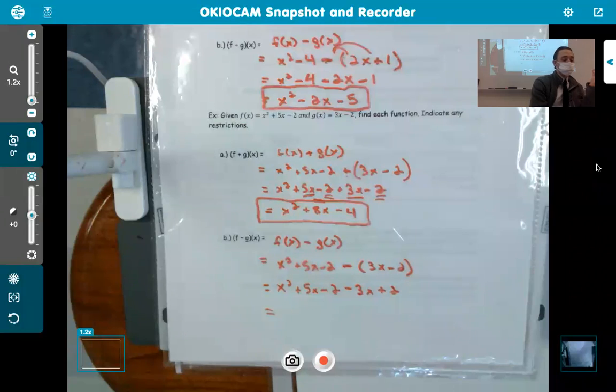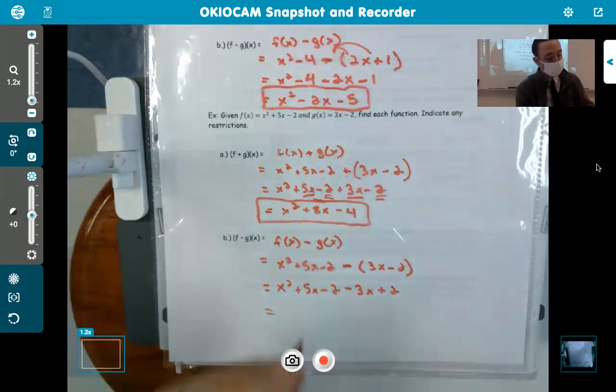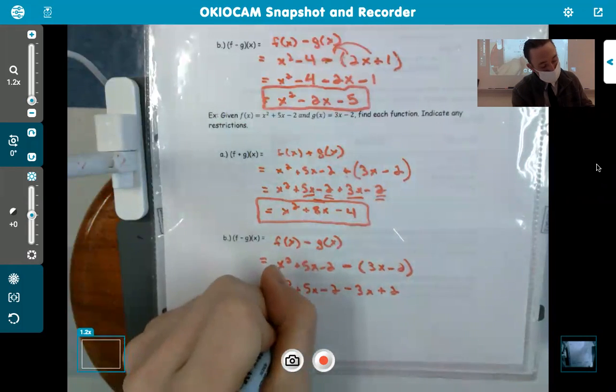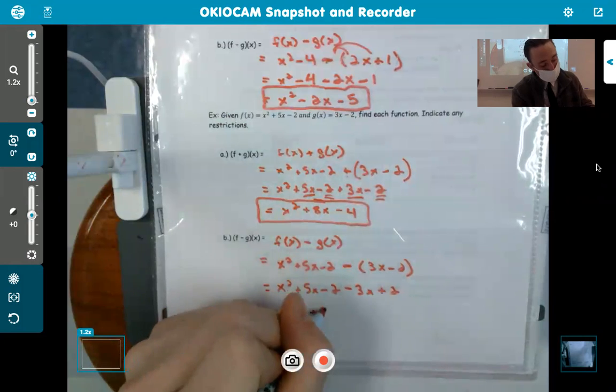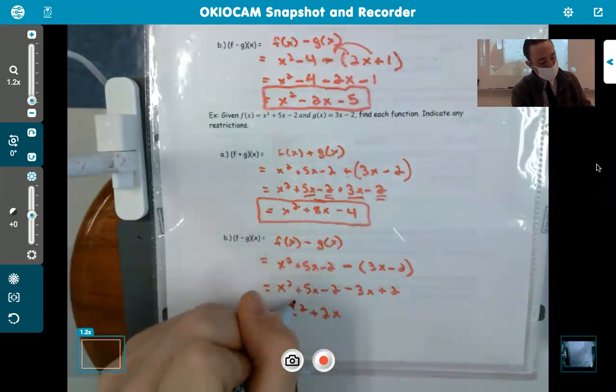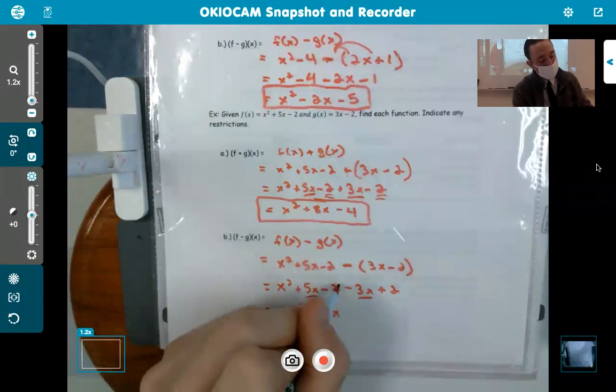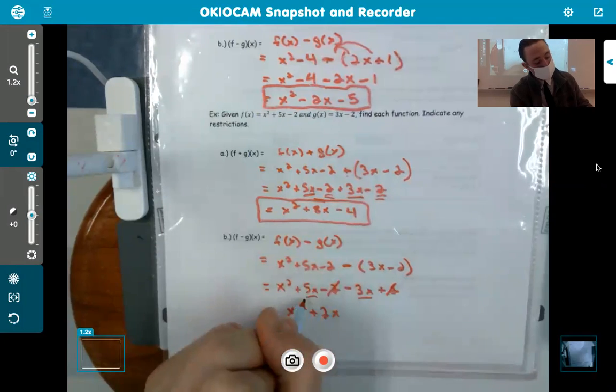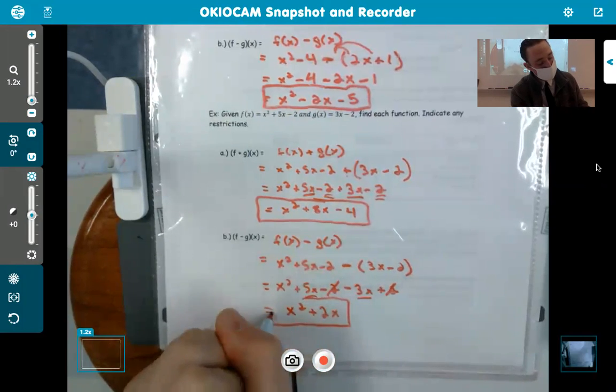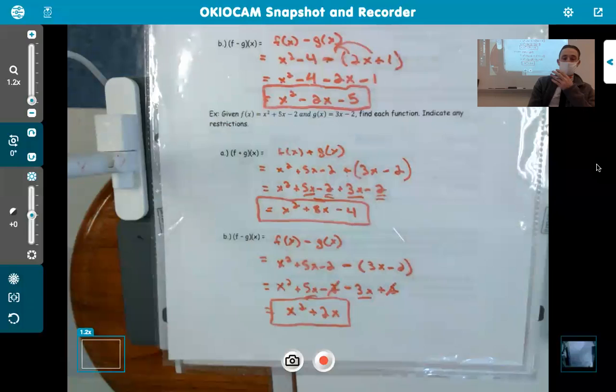And then when I combine like terms, what would my final answer be? X squared plus 2x. Good. And that's it, right? Notice that the x squared can't combine with anything. 5x minus 3x gives me the 2x. And then the -2 plus the 2 is going to cancel each of those constant terms out. So I have x squared plus 2x as my final solution when I subtract each of those functions together.